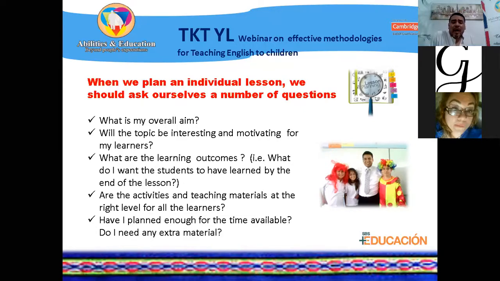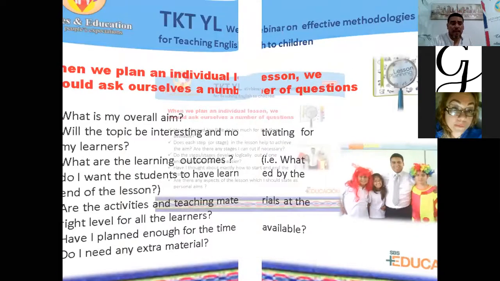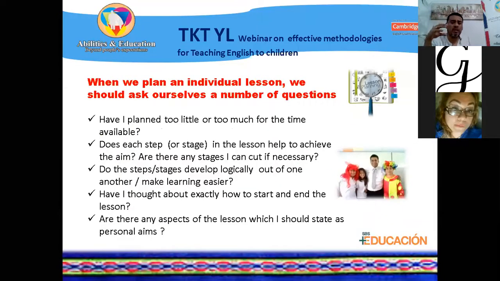What are the learning outcomes? What do I want the students to have learned by the end of the lesson, right? Are the activities and teaching materials at the right level for all the learners? Have I planned enough for the time available? Do I need extra material? Have I planned too little or too much for the time available again? Does each step or stage in the lesson help to achieve the aim? Are there any stages I can cut if necessary?